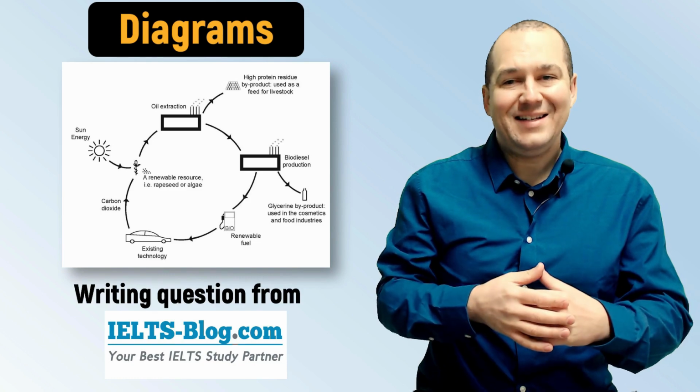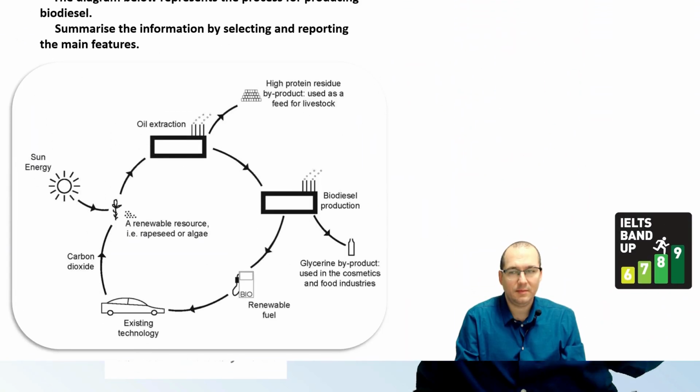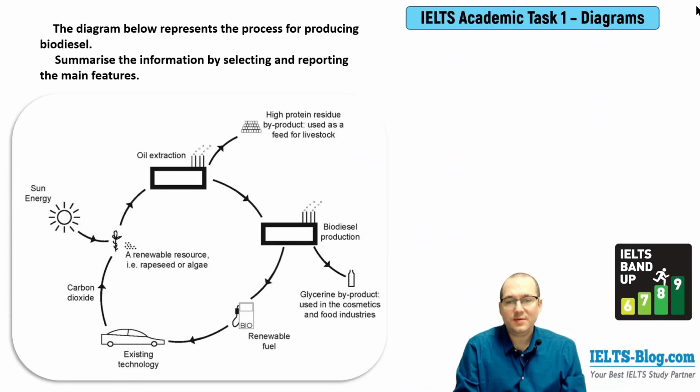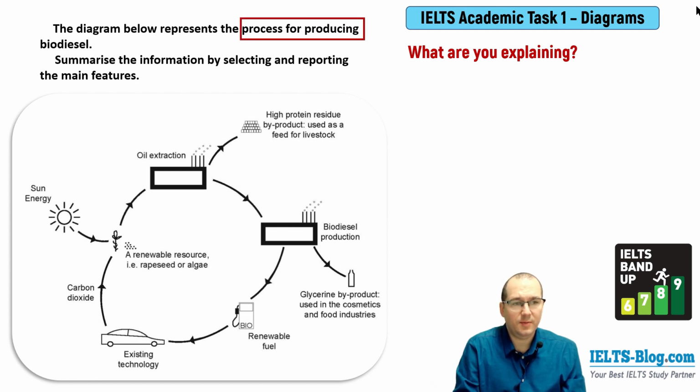All right, let's get started. Okay, now as with every single thing that you do on academic Task 1, you have to ask yourself some questions to better answer the question. And the first question, as usual, is what are you explaining? Now usually it's what are you comparing, but in this case it's what are you explaining? And it's pretty straightforward. You know, the process for producing biodiesel. So that's quite straightforward. Nothing really confusing there.